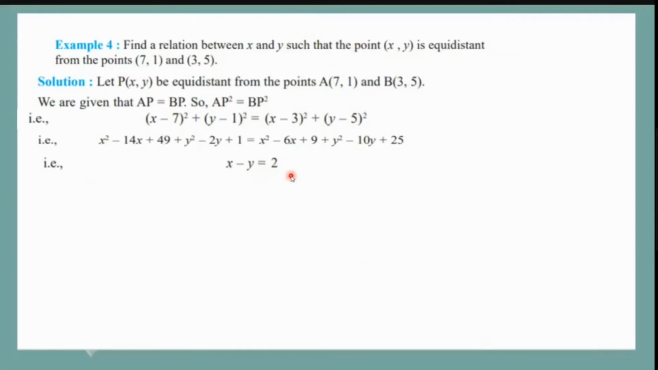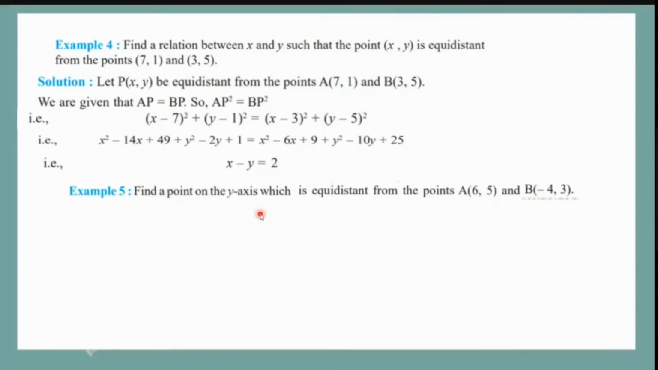Let us take up the fifth example now. Find the point on the y-axis which is equidistant from the points (6, 5) and (-4, 3). So I take the point on the y-axis as what? Every time I want to find a point on the y-axis, remember that every point on the y-axis has its abscissa 0. That means the point on the y-axis will be given by (0, y). In exactly the same way, any point on the x-axis will always have its ordinate 0. That means any point on the x-axis will be given by (x, 0).